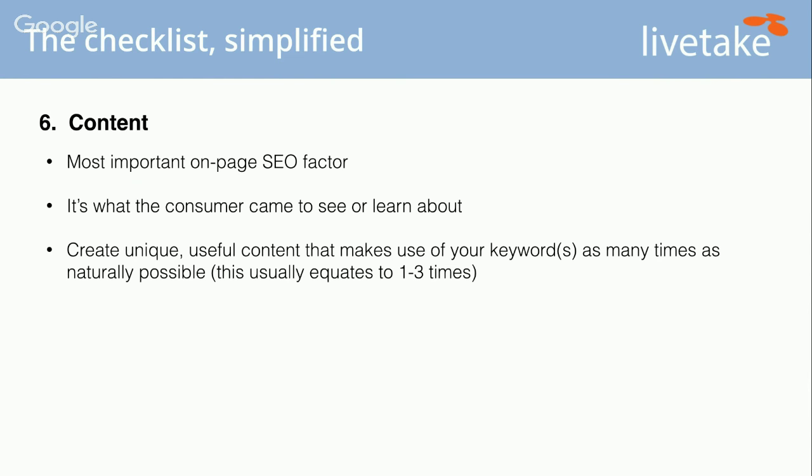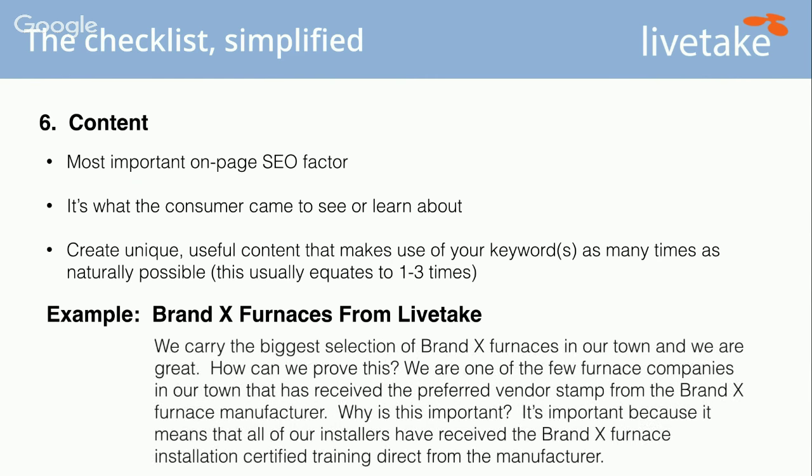So this usually means that you can probably get that keyword in content 1 to 3 times to make it still sound natural. And I'll give you an example right here. Going with Brand X Furnaces again, it may look like this. We've got our header, Brand X Furnaces from LiveTake. So Brand X in the header, I get a check mark for that. And then I go into my content.